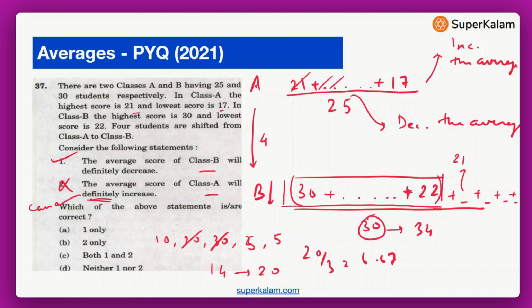So no, there is no such confirmed possibility. So A is the right answer. So this was a tricky question. The formula used was similar. The concept used was similar. It was asked from you.